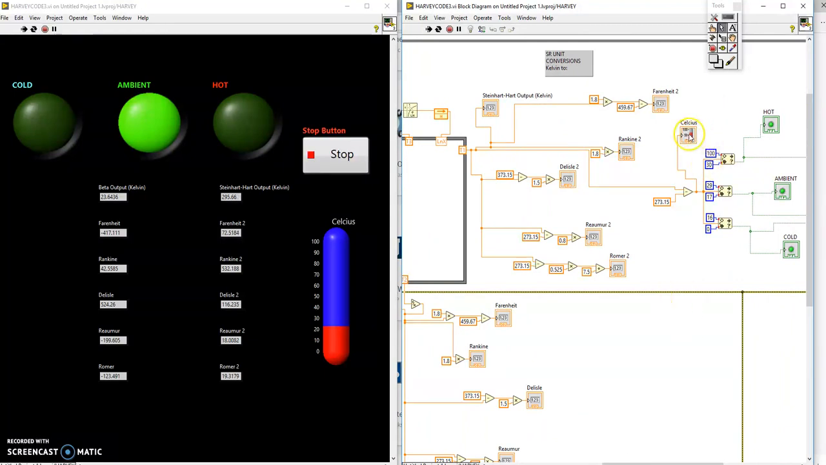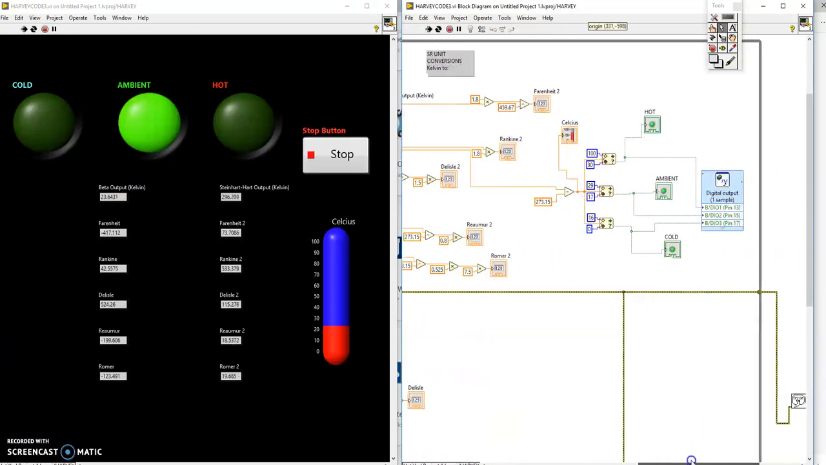The Celsius indicator varies, so if the code is run, it's now reading about 23. If I hold my fingers over the thermistor itself, we should hopefully see a change in temperature. As that rises now to 30, the ambient light has gone off and instead the hot indicator has come on. Then I release my finger, and ambient comes back on at room temperature.